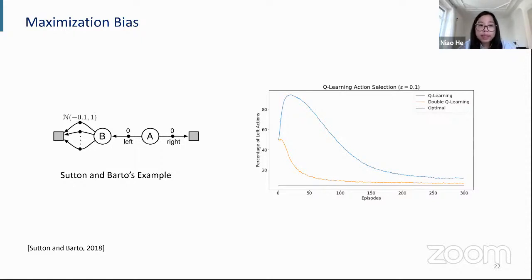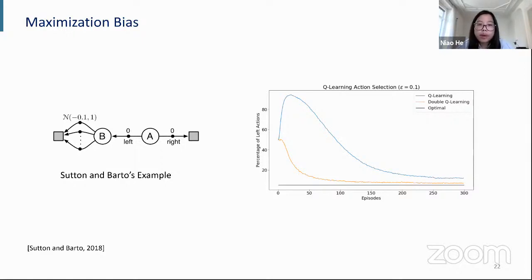So as you can see in this case, the optimal action at state A is going to be to turn to the right instead of the left, because on the left, you always expect some negative reward in expectation. However, when you run Q-learning algorithms, because of this maximization bias, it will often appear that making a left will have a positive value, because this is a random reward, and the random reward could be positive.